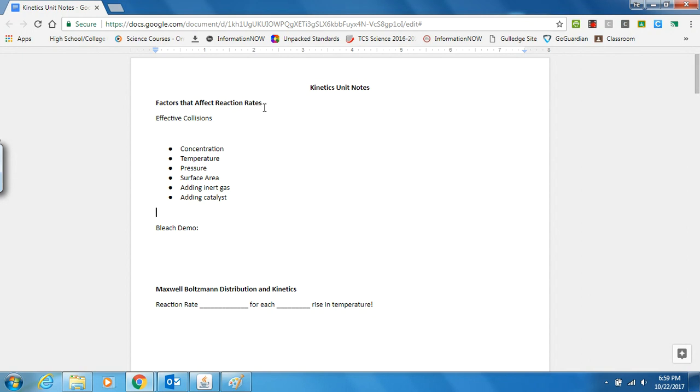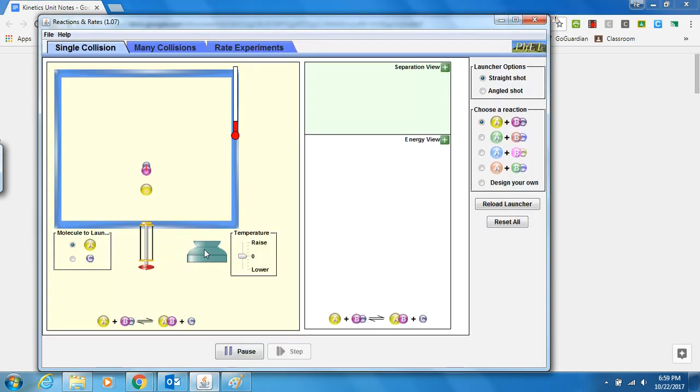How fast or slow a reaction takes place is its rate. So now let's talk about these factors and how they can affect a reaction's rate. How can it make it slow? How can it make it fast? To help demonstrate this, I want to show you this little simulation here.